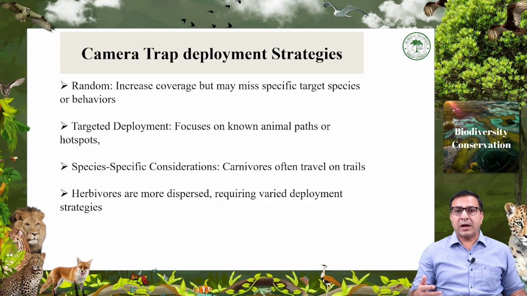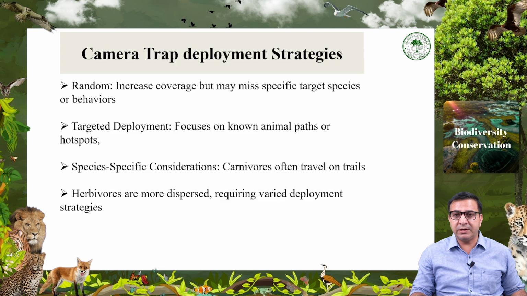So I can say the camera trap deployment strategy depends heavily on the target species and the research goals. One common approach is random deployment, which maximizes area coverage, but you may miss specific species or behaviors. We go for the random deployment of the camera traps, but in this case we miss some specific species or the behavior of that particular species. This type of random deployment is ideal for assessing herbivore populations and the general distribution of that particular area.